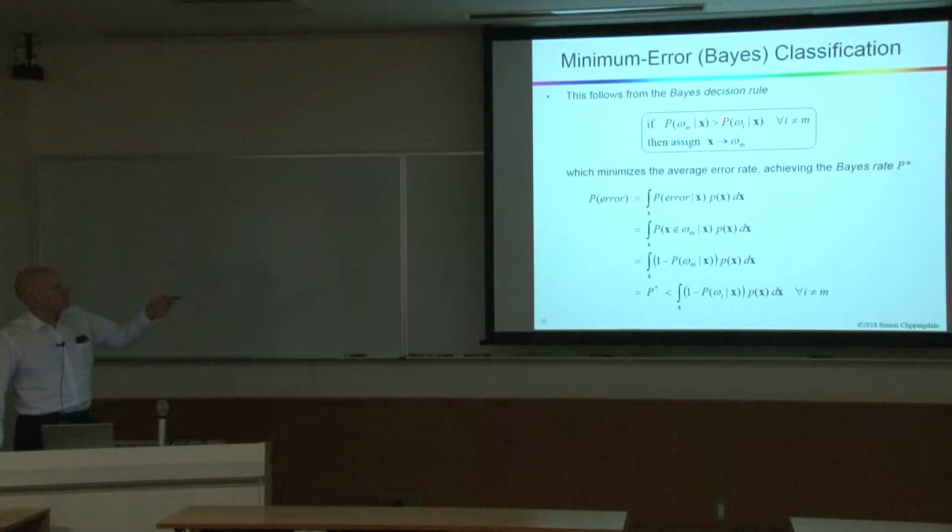So the Bayes decision rule is that if the probability of the mth class is bigger than the probability of all the other classes for a particular X, then assign X to that class, which may sound kind of obvious, but you can show that that minimizes the average error rate, which is then called the Bayes rate, P star. Don't worry about this, it's just showing that that's the case.